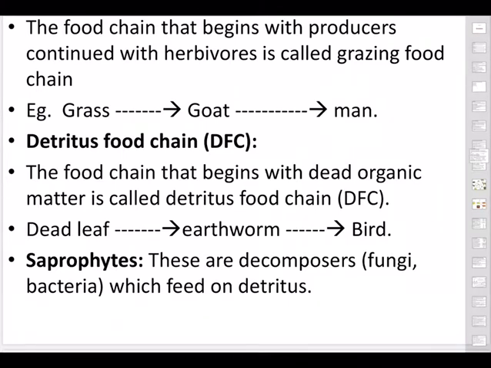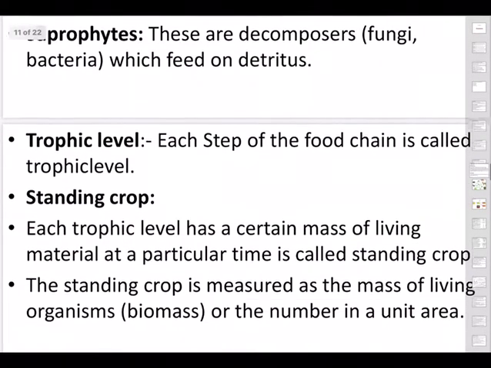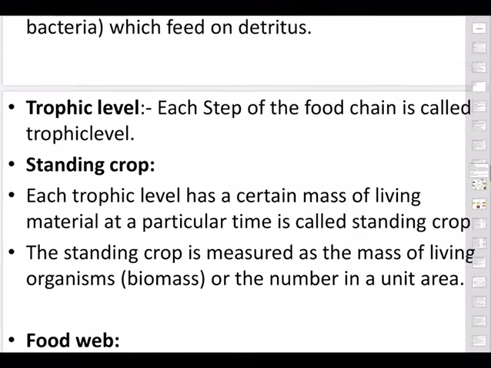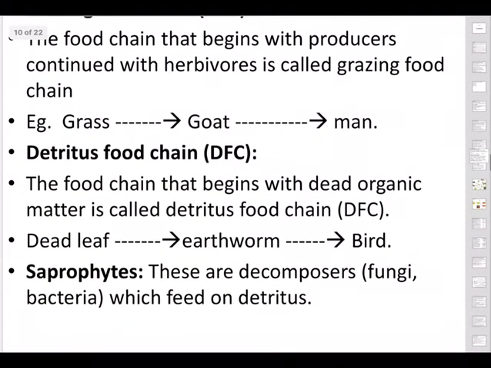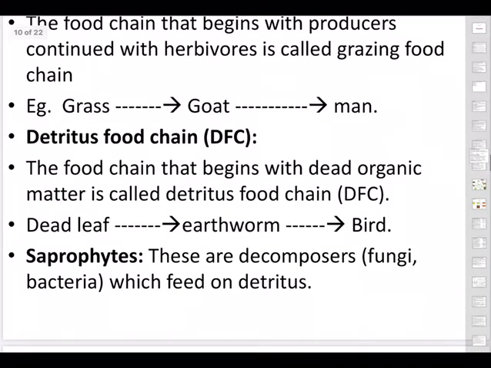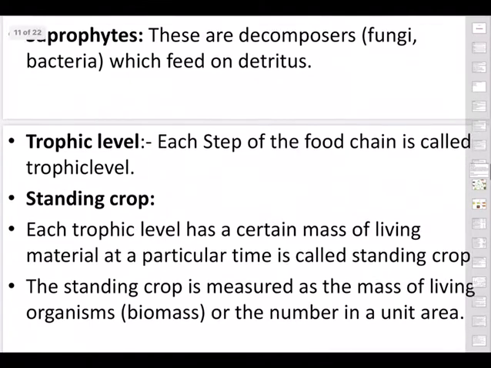So you have to remember this detritus food chain. And then you got something called saprophytes. These are decomposers, fungi and bacteria which feed on detritus. So the role of saprophytes is enormous. And then we got the different trophic levels. Each step of the food chain is called trophic level. Like we were talking about here, grass to goat is the next step. That's a trophic level. Man is another trophic level.